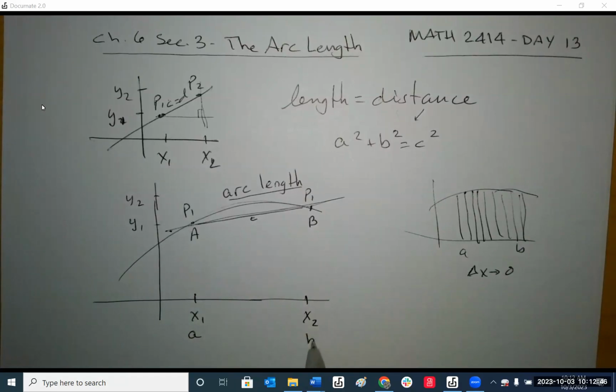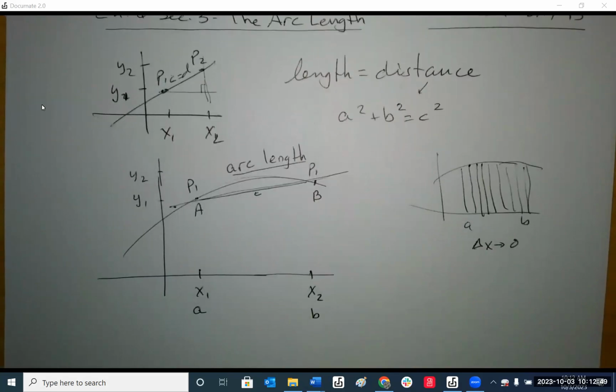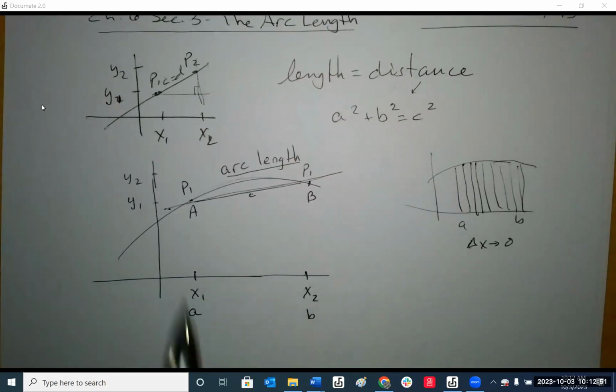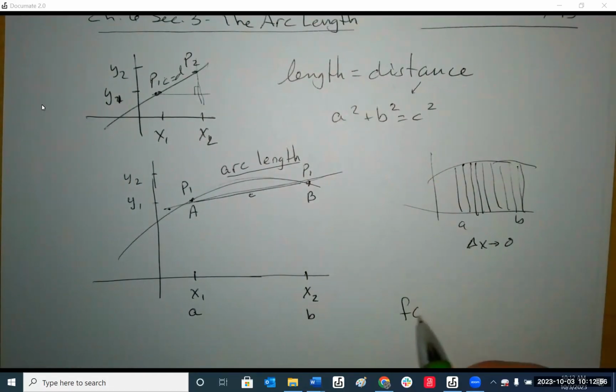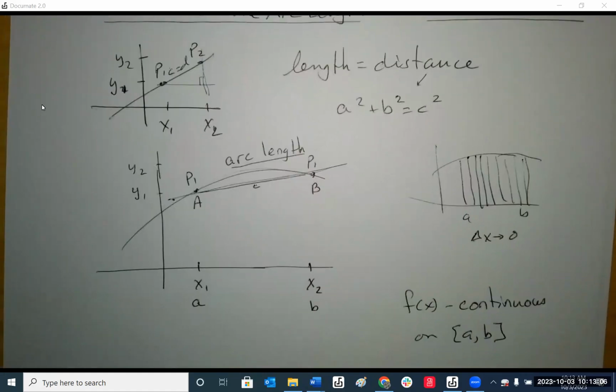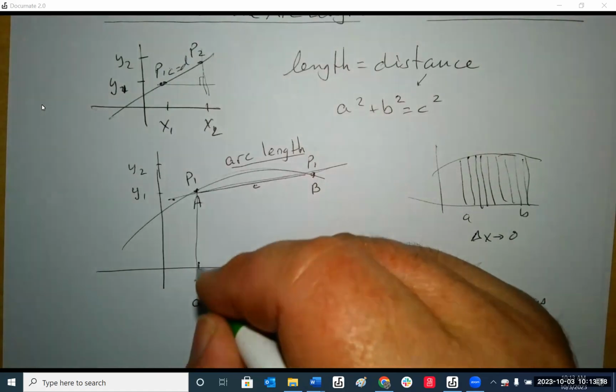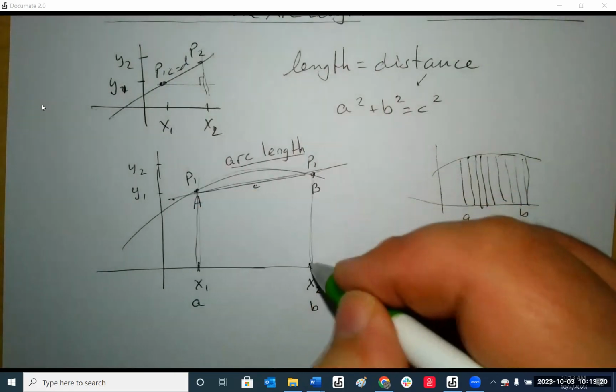Between our point A and point B on our curve, our function is continuous on the closed interval AB. The reason we're using the closed interval AB is that it'll be much easier for us to find the total area under the curve because we can now include these end bars.